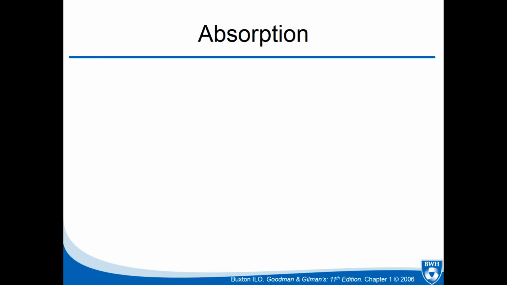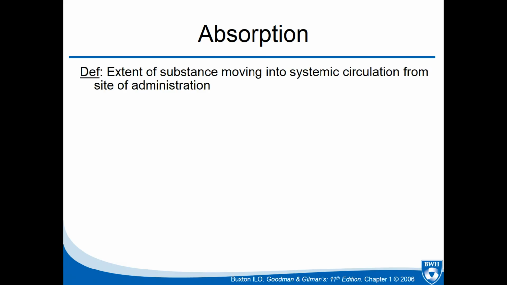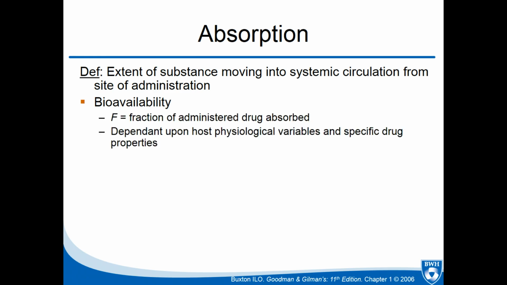So, like I said before, pharmacokinetics is the study of absorption, distribution, metabolism, and excretion. We're going to go through each of these individually and discuss what sort of changes we might see in critical illness. So we'll start with absorption. The dictionary definition, I guess, would be the extent of substance moving into systemic circulation from the site of administration. And it's tied pretty heavily to bioavailability.